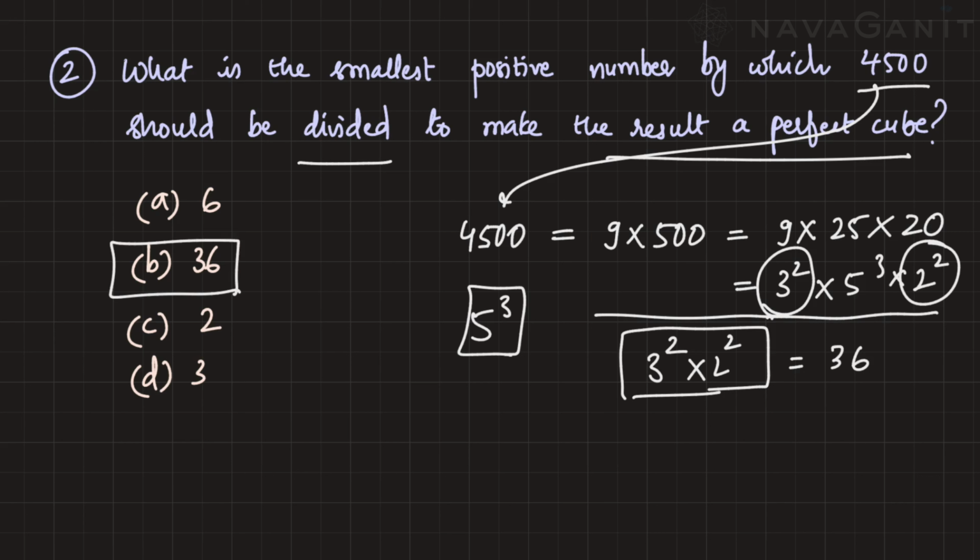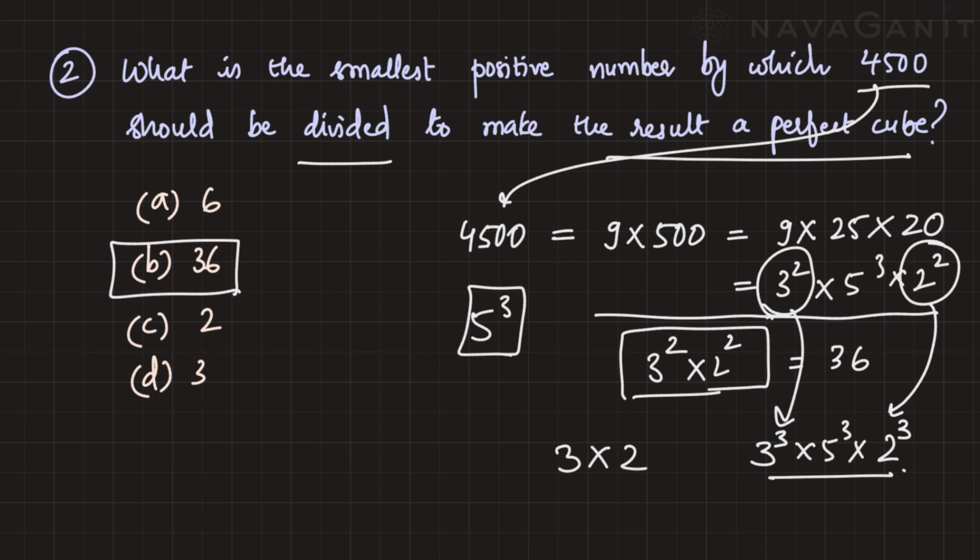Now what would be the smallest positive number by which we can multiply? What is the smallest positive number that we can multiply 4500 with to make the result a perfect cube? So here if we multiply with another 3, it will become 3 cubed. If we multiply with another 2, it will become 2 cubed. So it will become 3 cubed, 5 cubed and 2 cubed. So I just need to add a 3 and a 2. So if I multiply with 3 and 2, that is if I multiply with 6, it will turn into a perfect cube. If I divide it by 36, it will result in a perfect cube. So option B is the right answer.